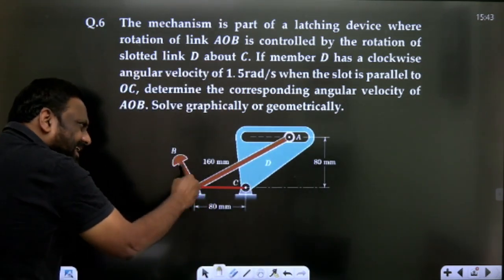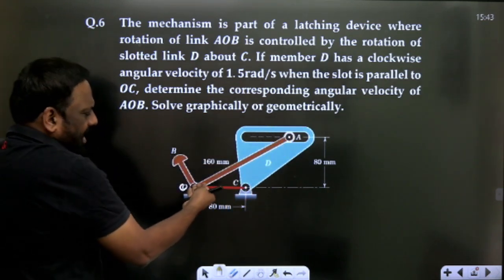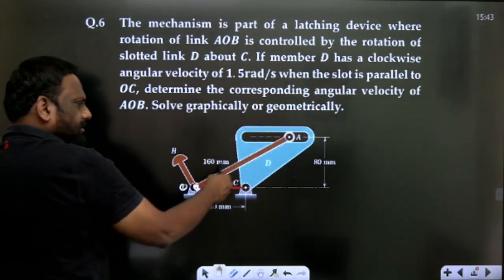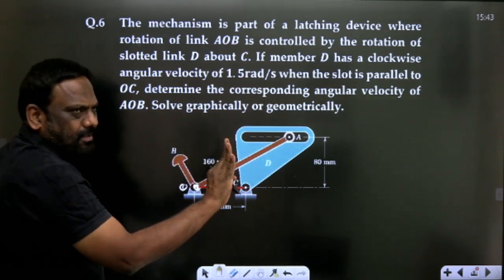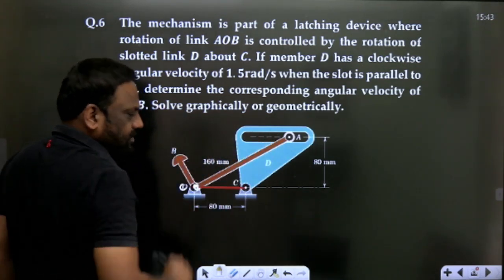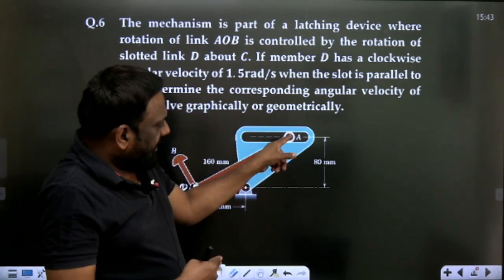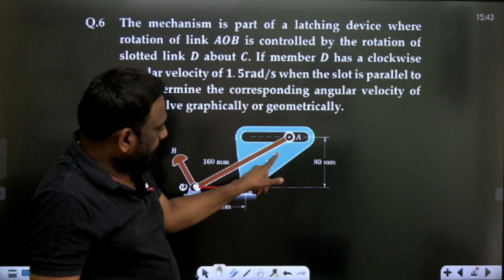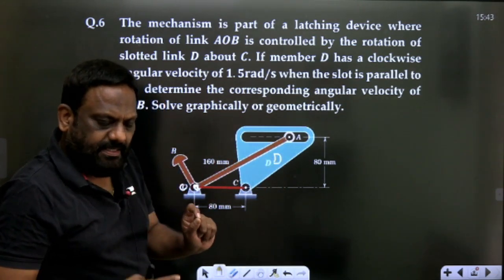This extra length has nothing to do because it is a rigid link. ये घूम रहा है. We are interested in this portion of the link. Whether you draw this or you do not draw, it doesn't matter at all. So हम नहीं draw करेंगे. इससे कोई फर्क पड़ने वाला नहीं है because we are interested in this. एक काम करेंगे sir. As both are together, link D and AOB, एक काम करते हैं सर.